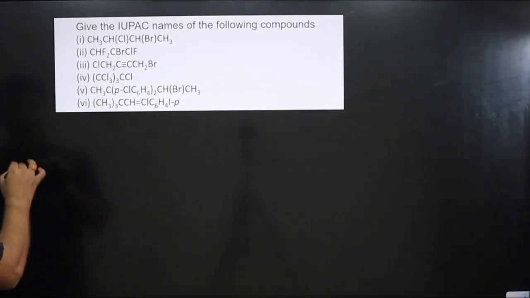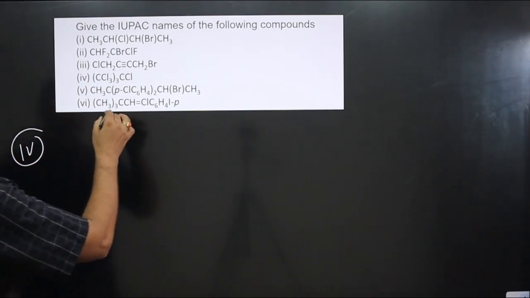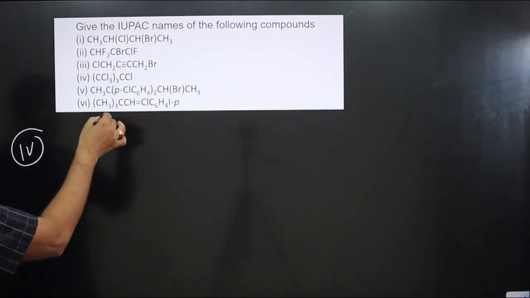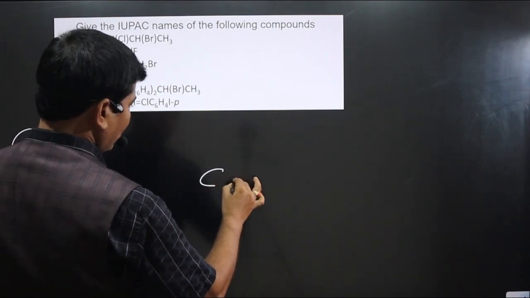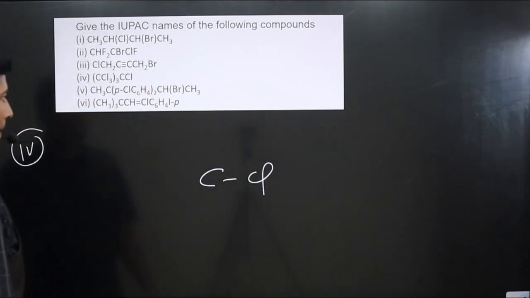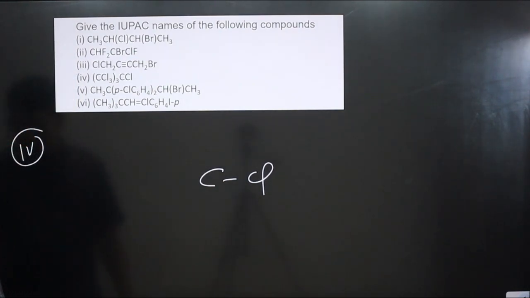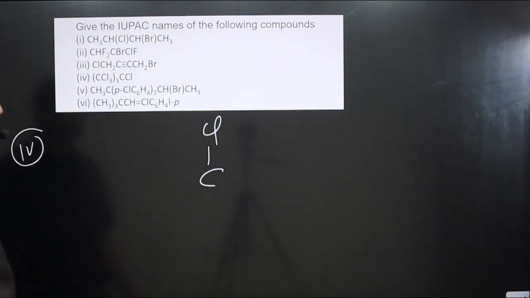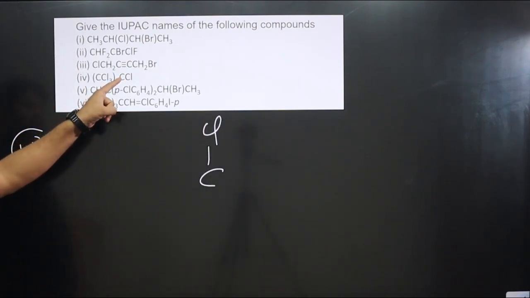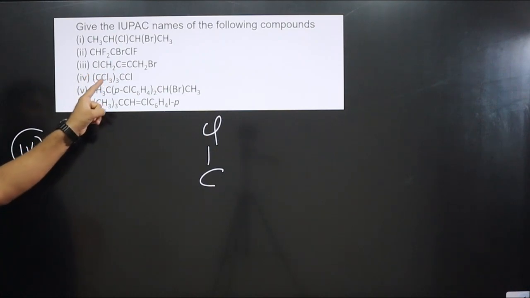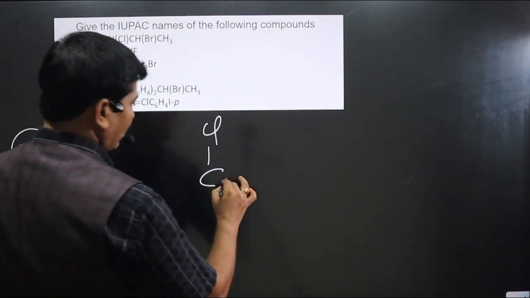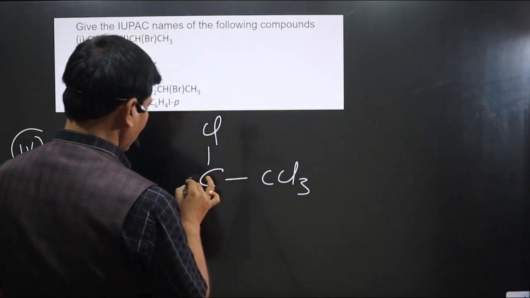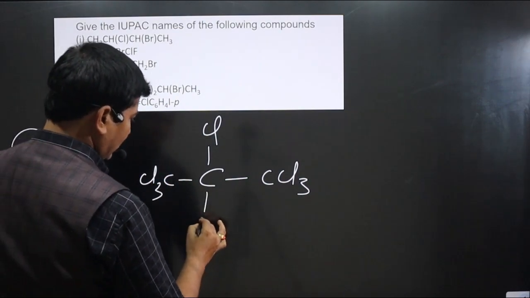Fourth. We have CCl3 and C and Cl is there. Only one Cl is attached to this carbon. And I do one thing: I write this Cl at the top. And to this carbon, 3 CCl3 groups are attached. This is CCl3, here also CCl3, and this is CCl3.